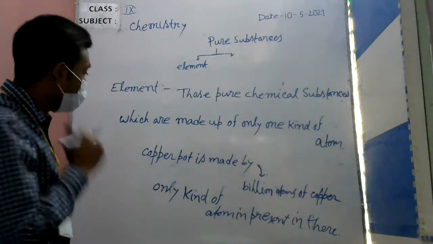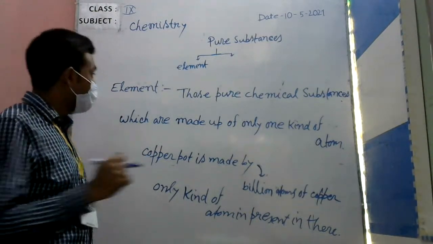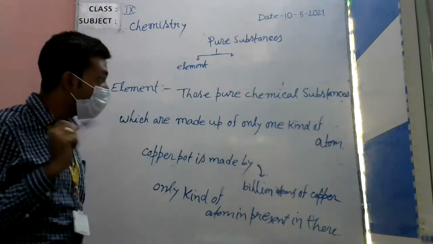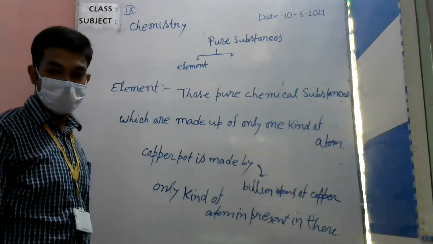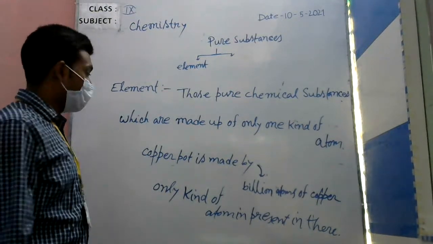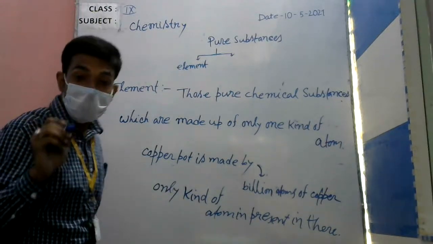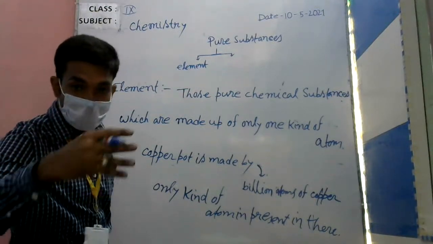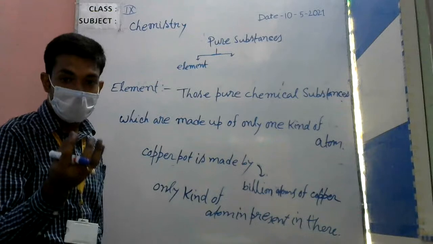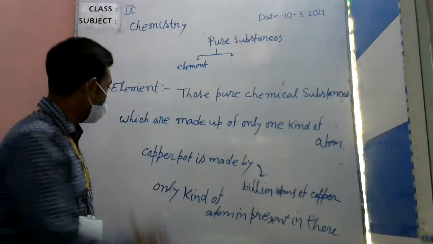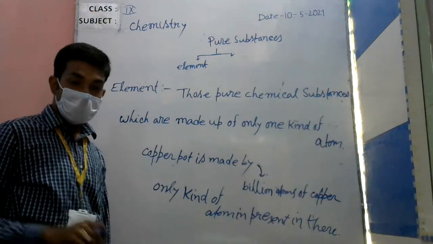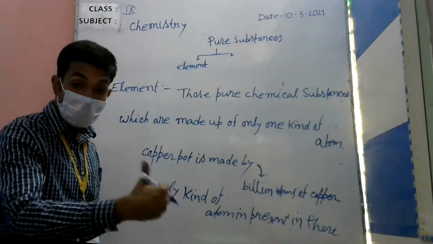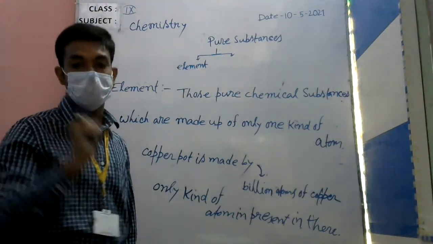So we clearly say that an element is a pure chemical substance which is made up of only one kind of atom. Okay. So it clearly says that an atom is a tiny particle of matter, but an element is made of a number of billions of atoms of one type. So we have clearly defined the actual difference between element and atom.